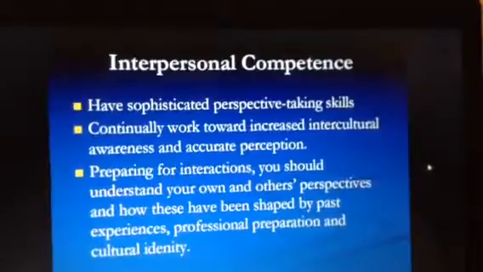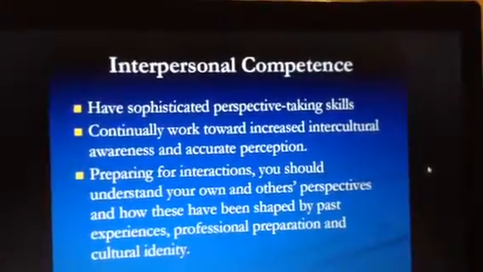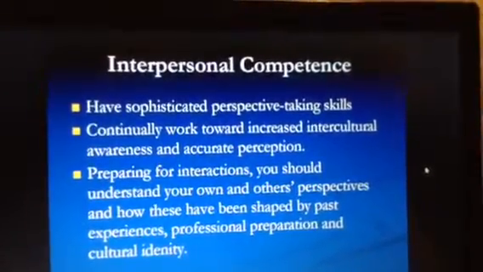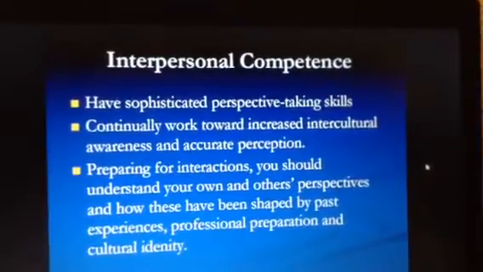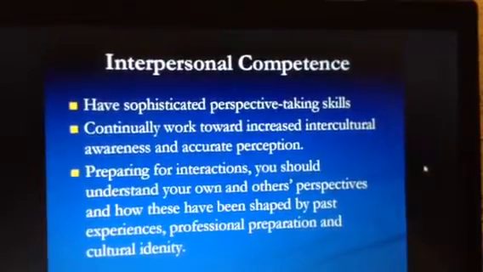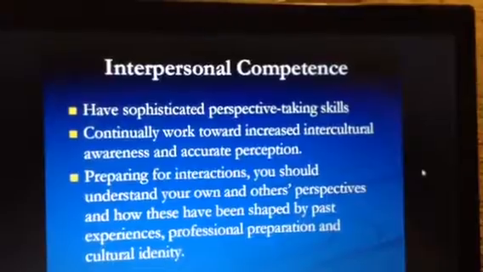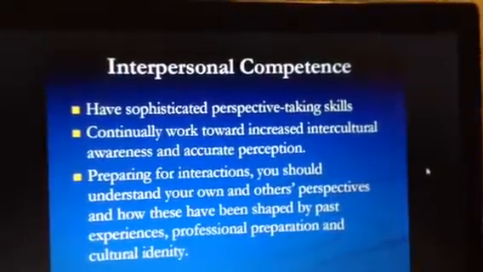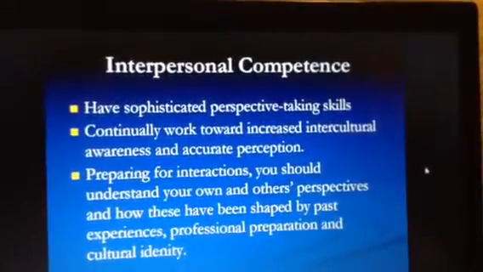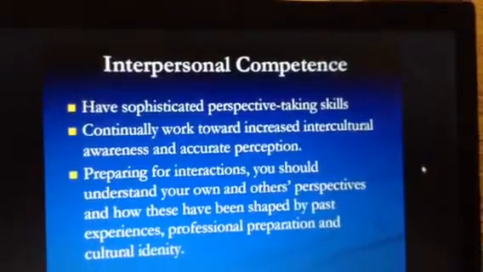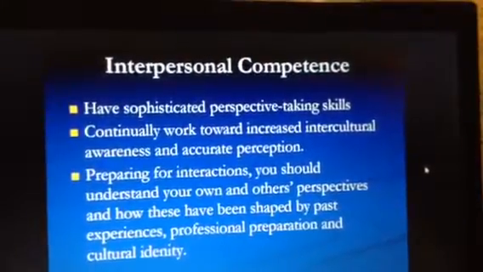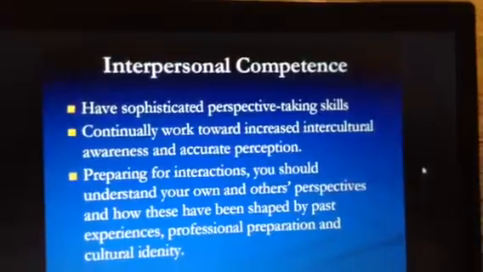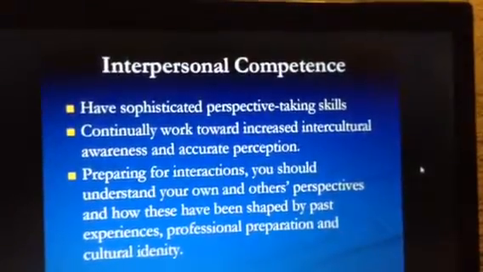Interpersonal competence. You must have sophisticated perspective taking skills. You must continually work towards increased intercultural awareness and accurate perception. In preparing for interactions, you should understand your own and others' perspectives and how these have been shaped by past experience, professional preparation, and cultural identity.